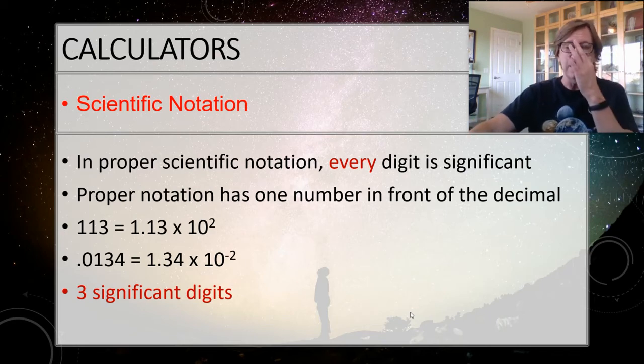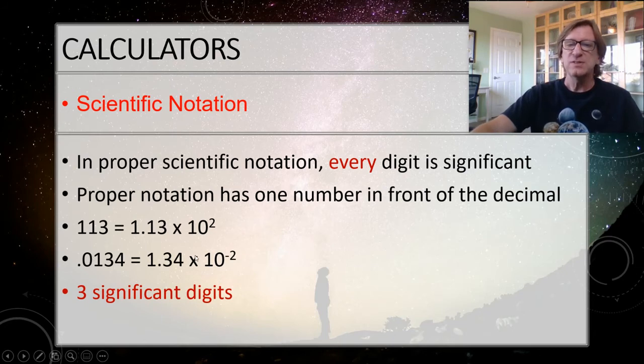So let's review scientific notation and how it works here. So this is our 113 number. Proper scientific notation has one digit in front of the decimal and all the rest of them are after. So if I want 3 significant digits here, then I'm going to write down 3 numbers. That happens to be how many I have here. I would write down 1.13.